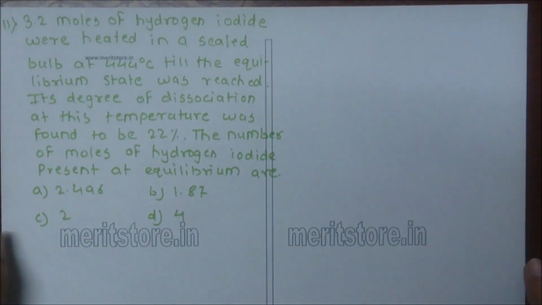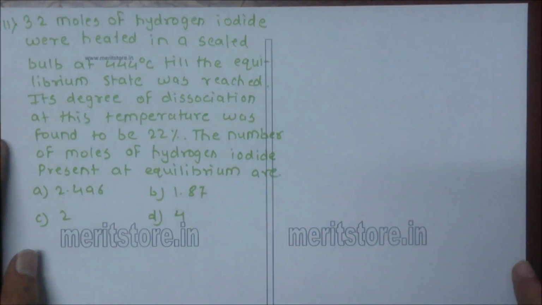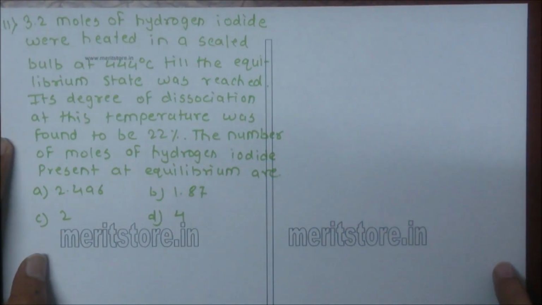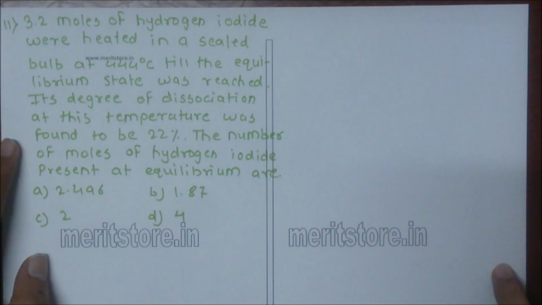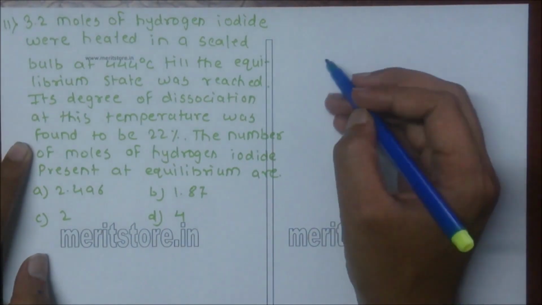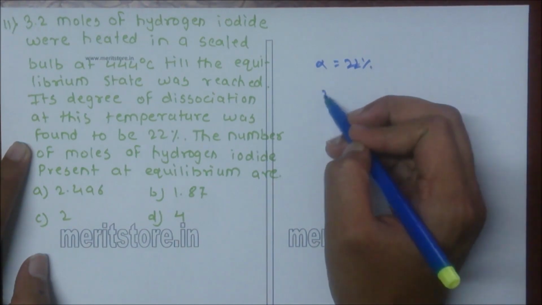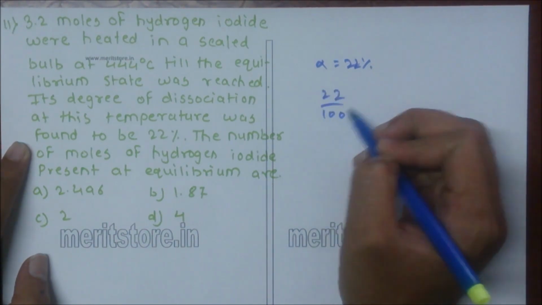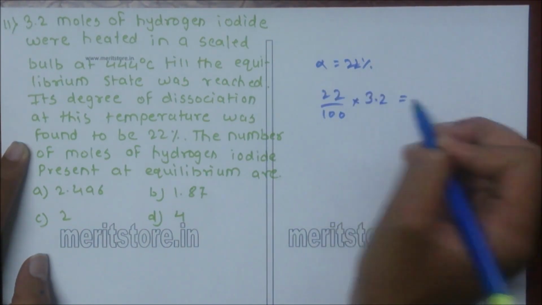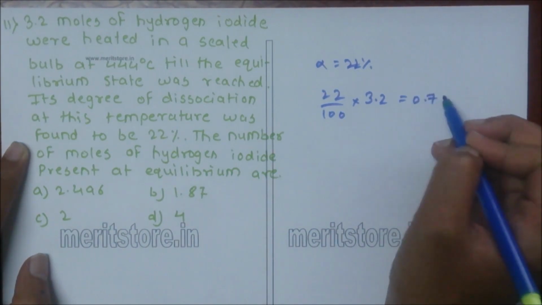So our next question is: 3.2 moles of hydrogen iodide were heated in a sealed bulb at 444 degrees Celsius till the equilibrium state was reached. Its degree of dissociation at this temperature was found to be 22%. The number of moles of hydrogen iodide present at equilibrium is? Degree of dissociation, that is alpha, is equal to 22%. So we can write 22 upon 100 into 3.2 is equal to 0.704.